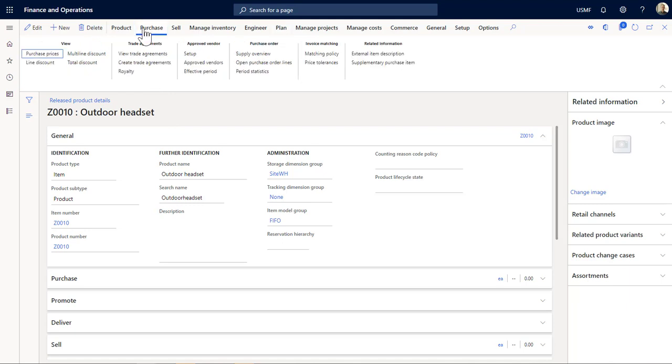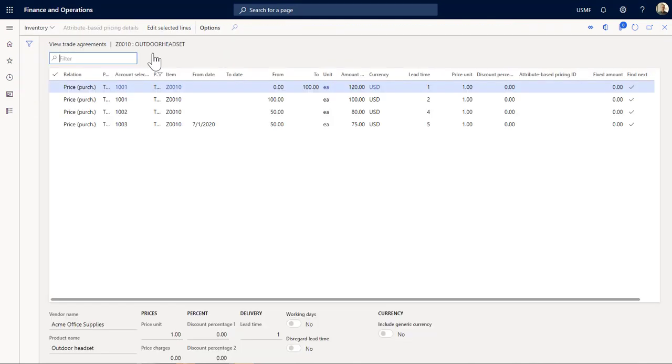Let's first turn to the trade agreement that I have created for this product here. So you can see I have a number of trade agreement lines here. The first two are for Acme office supplies, where the first one is for the quantity 0 to 100. Here this can be delivered for a price of $120 with a lead time of just 1 day. If we need more than 100, then we can get it cheaper, but it also takes 2 days.